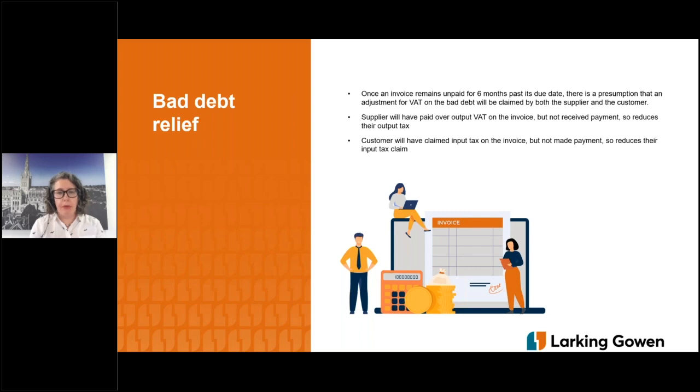You need to keep in mind as well, though, that it works the other way round too. So if you have got purchase invoices that you have left unpaid for 6 months, but you've recovered the VAT on those, you'll need to unwind that and adjust the VAT that you've previously recovered, because that would be claimed under bad debt relief by the supplier who has supplied you.